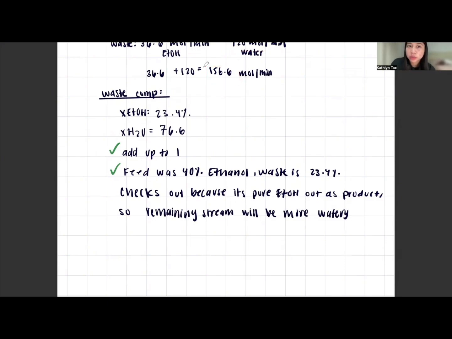Another thing we can do to double check is add up our waste composition. The waste composition of ethanol and water together add up to 1, which checks out. And the feed was 40% ethanol. The waste is 23.4%. So this also checks out because it's pure ethanol out as a product from the stream. So the remaining stream will be mostly watery, leaving the 76.6% of water. The bypass stream is also going to contain ethanol and water, but this time it's going to be 40% ethanol and 60% water. So this makes it easier to elaborate here. Here it is.